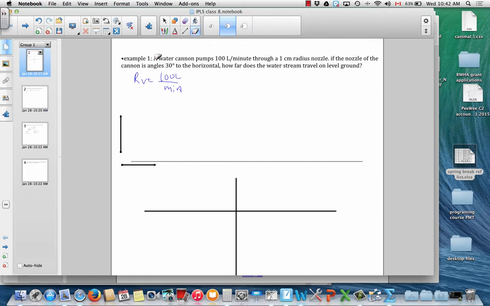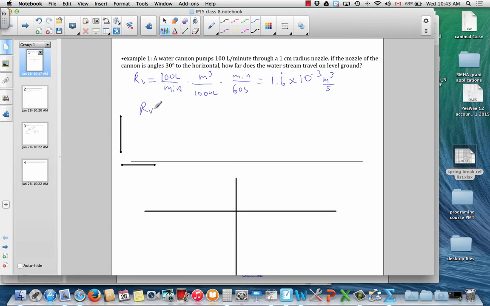And we need to convert that to standard units of cubic meters per second, which we do by, first of all, converting to cubic meters, which is 1,000 liters, and second of all, converting to seconds. So when you do that multiplication, you get the volume rate of flow in cubic meters per second, and then there's a nozzle that water's coming out of, which is 1 centimeter in radius.